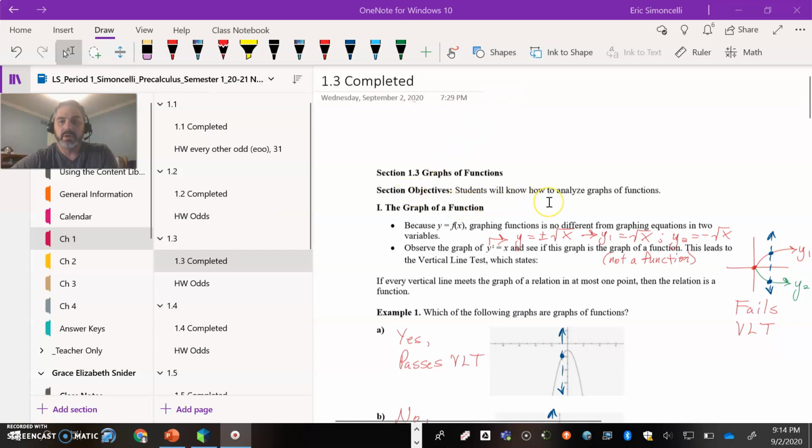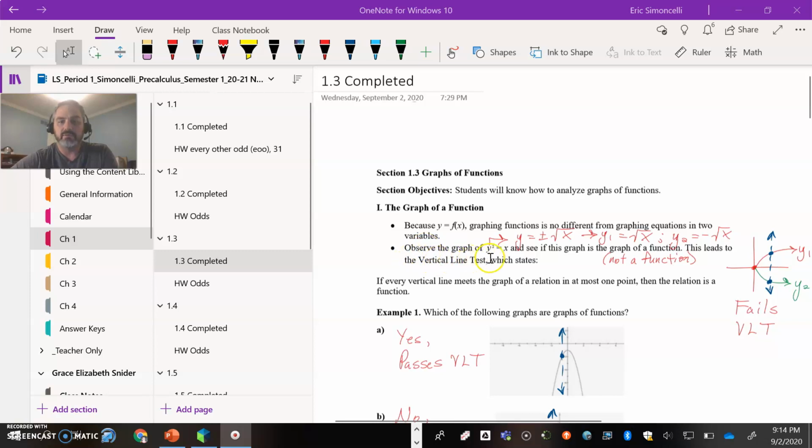Objectives: students will know how to analyze graphs of functions. So the first thing we're going to take a look at is the graph of a function. It says, because y equals f of x, graphing functions is no different from graphing equations in two variables.